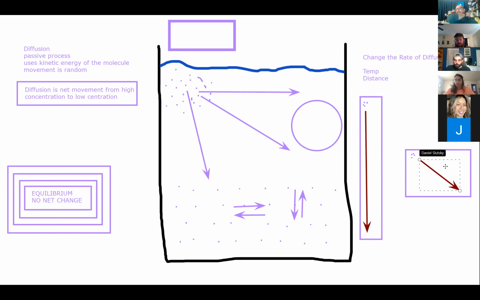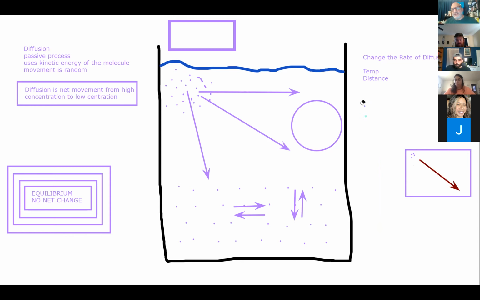So absolutely, the distance things have to travel, and I'm going to go ahead and erase these so that I can get it out of the way so I can do more writing. But you're absolutely correct. The distance that it has to travel definitely affects diffusion. The shorter the distance, the faster it's going to reach equilibrium. What else?